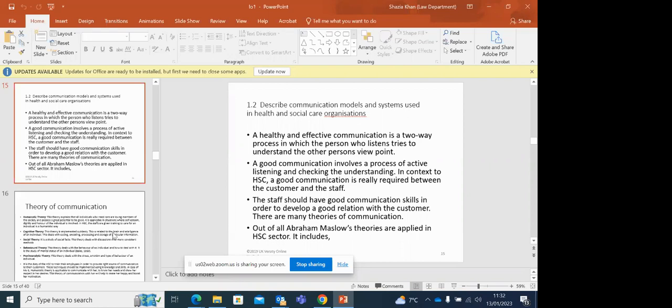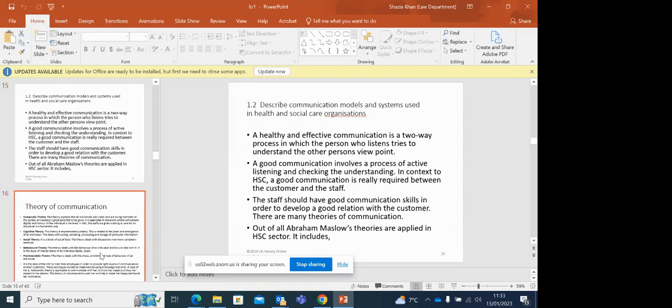Yeah. The staff should have good communication skills in order to develop a good relationship with the customer, in your case, the patients or the staff. There are many theories of communication, as we've mentioned above as well. Of these, Abraham Maslow's theories are applied in health and social care.